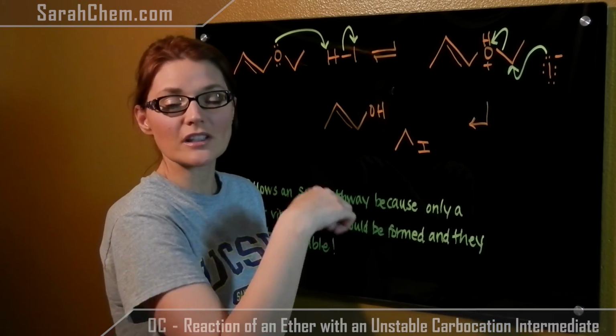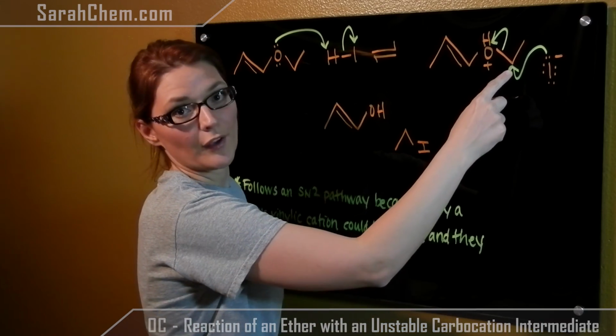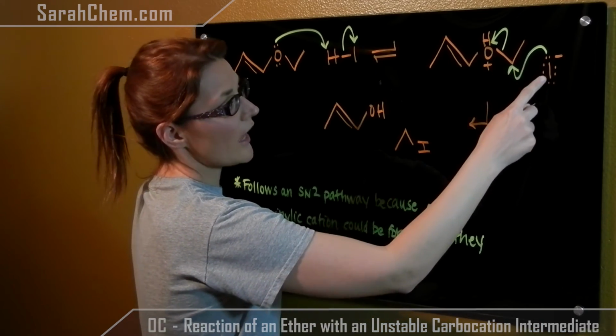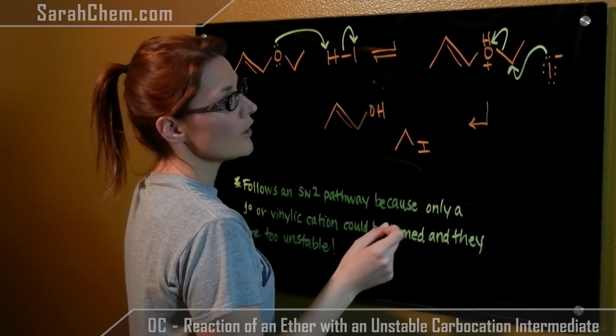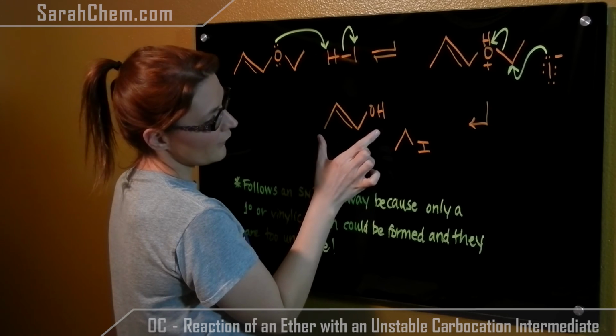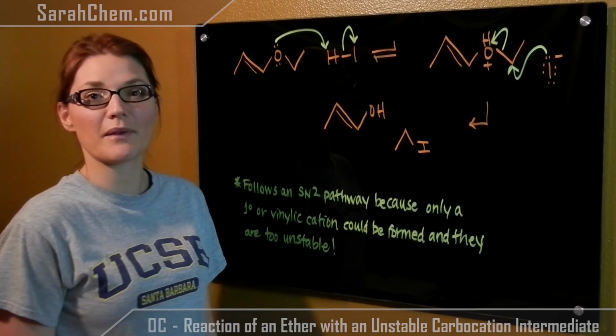It will preferentially attack the least sterically hindered carbon, so that's going to be the primary carbon in this case here. So the iodine group will come and attack that carbon, kicking the alcohol group off. So what we form here is our alcohol, and we have our alkyl halide over here. And that's what these kinds of mechanisms look like.